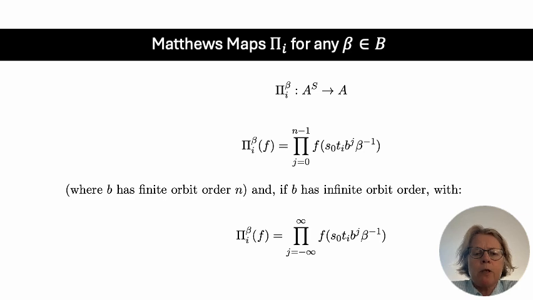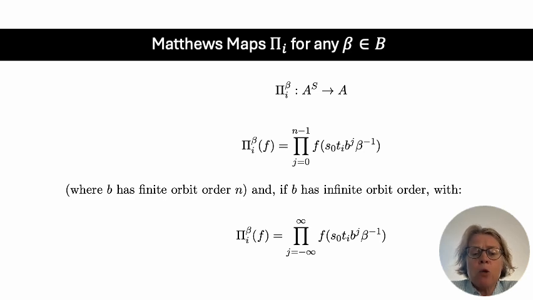At the heart of Matthews's proof are these maps which take each b orbit to a single element of A being the product of all the elements in that orbit. This map is well defined because we only have a finite number of non-identity elements, and therefore only a finite number of non-identity elements in any orbit, and in fact only a finite number of non-identity orbits.